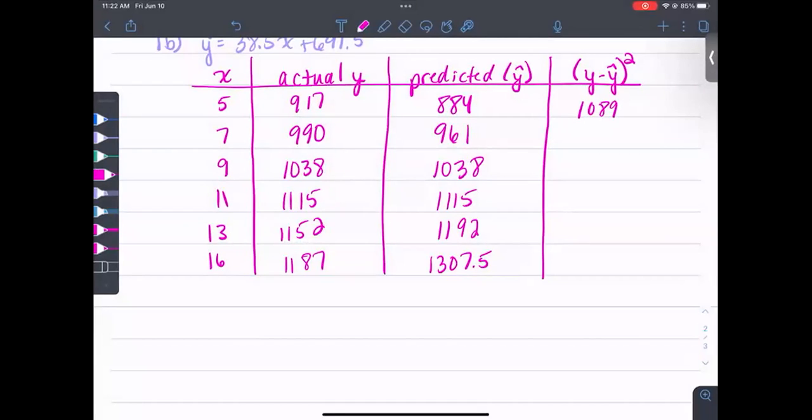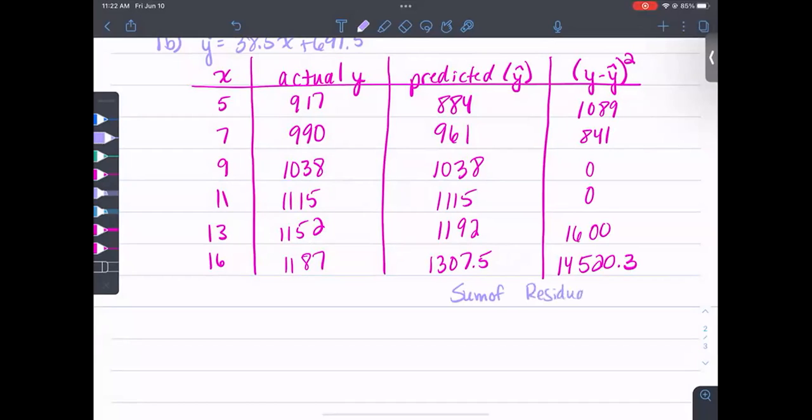You do that all the way down the table, you get 841, 0, 0, 1600, and 14,520.3. And remember, we are supposed to calculate the sum of the squared residuals. So we have the residual squared. If we just add up that whole column, you get 18,050.3.